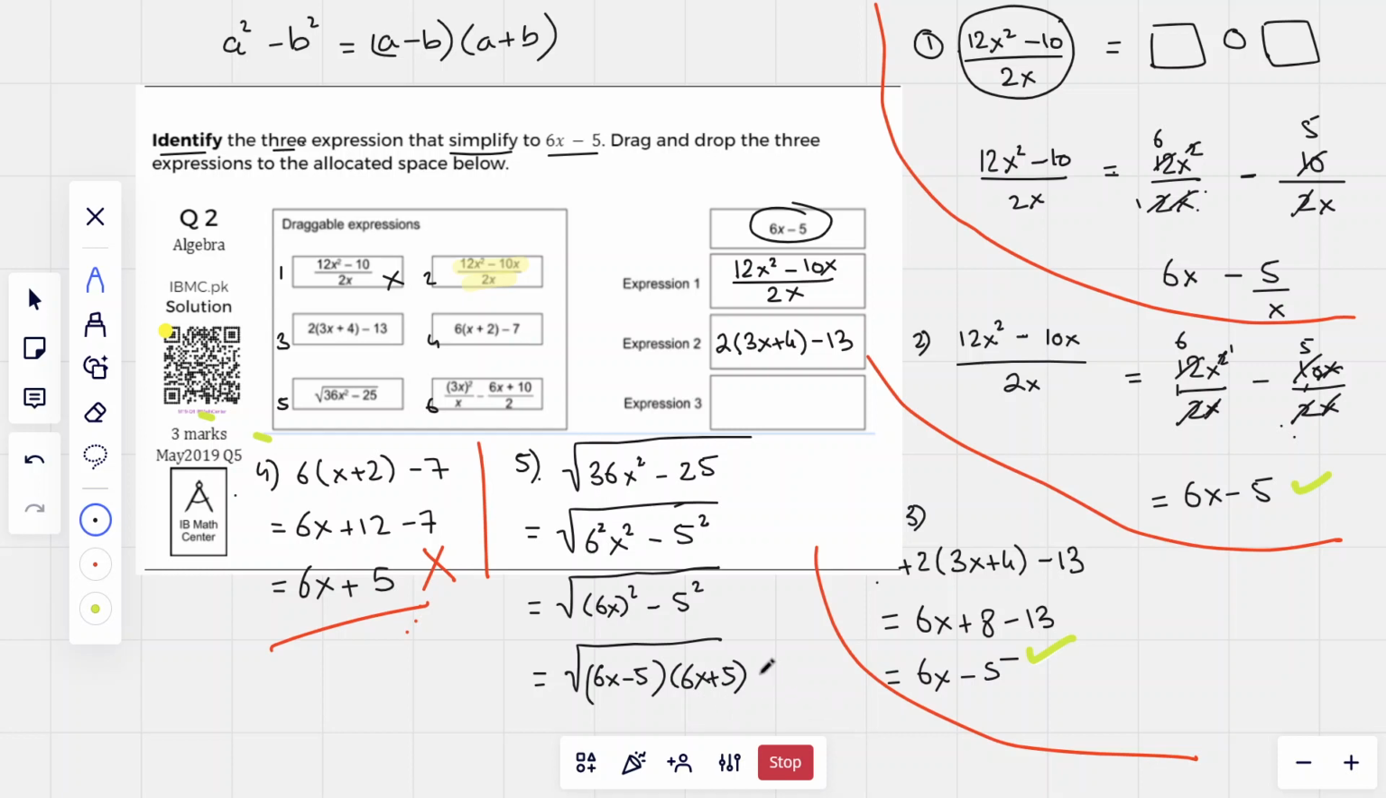Hence, this is not the right answer. Had we had 6x minus 5 into 6x minus 5, then we would have had 6x minus 5 whole square, and that would have simplified to 6x minus 5. But we don't have that. We have 6x minus 5 into 6x plus 5. Hence, the fifth one is also wrong. The fourth one was also wrong.